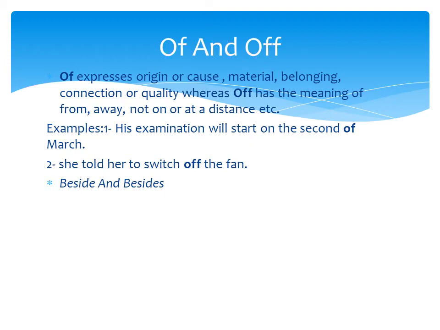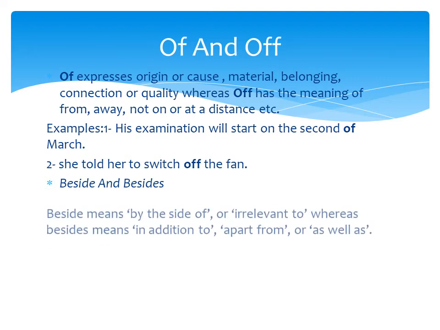Examples. His examination will start on the 2nd of March. Here of is telling us the connection between March and examination. She told her to switch off the fan. Here off with double F is showing us that something has stopped working. It is not on.